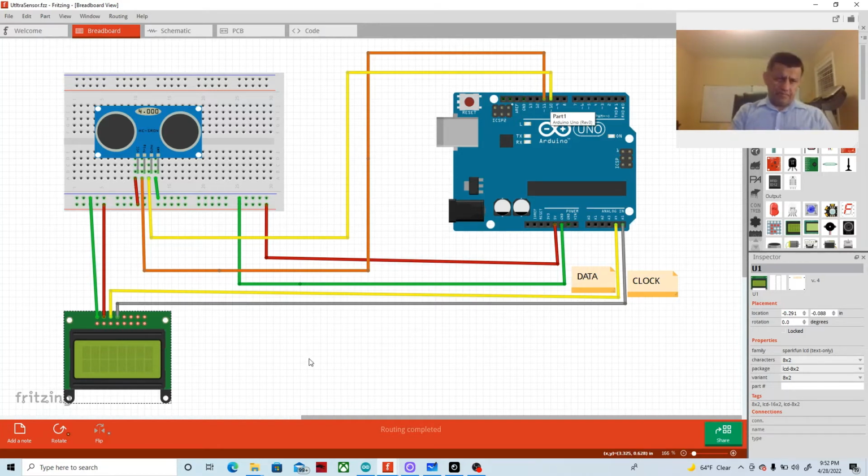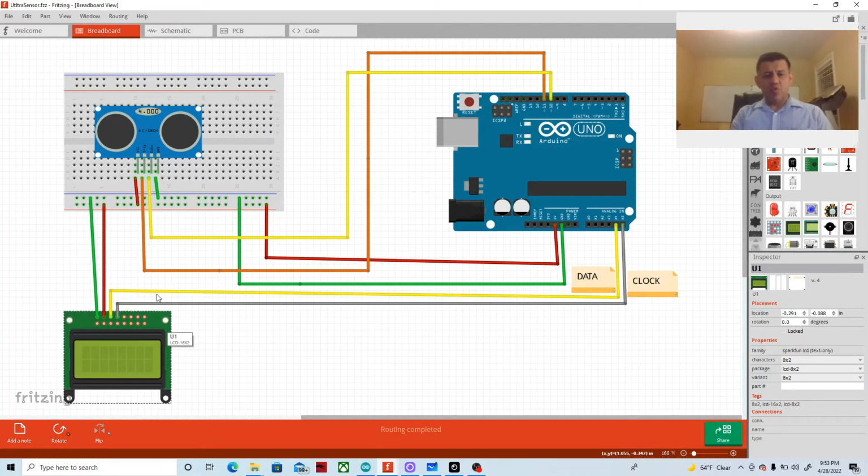Next is the same thing for 4 pins. One from here is going to the hot rail, and this is going to ground. This is a positive from the LCD to the source. This is positive, this is a negative.